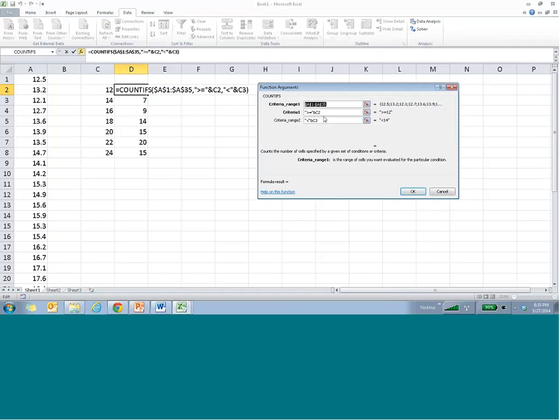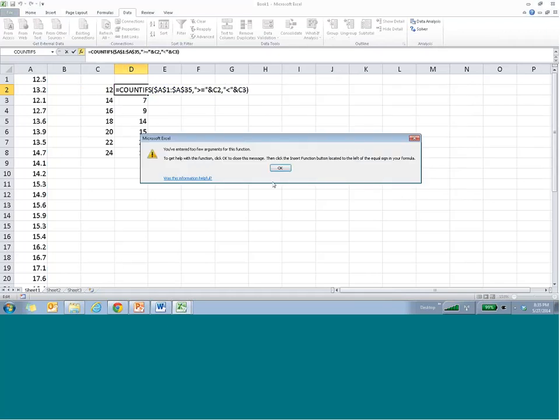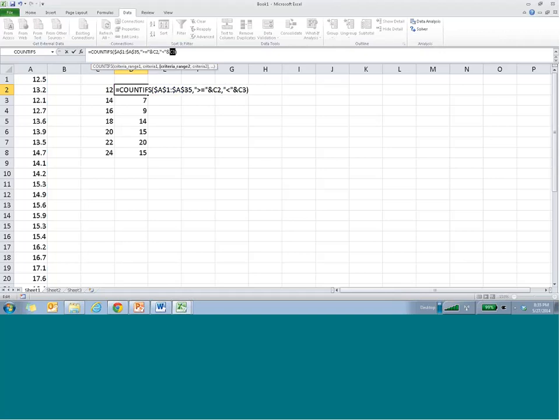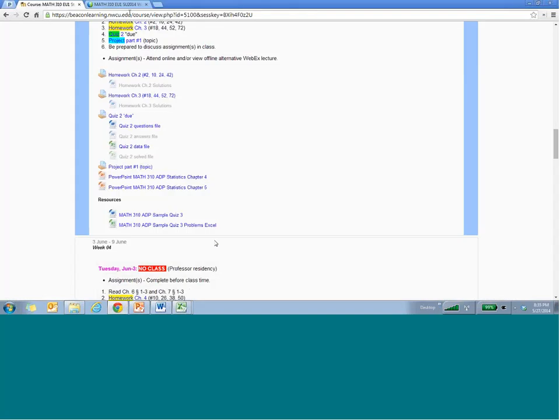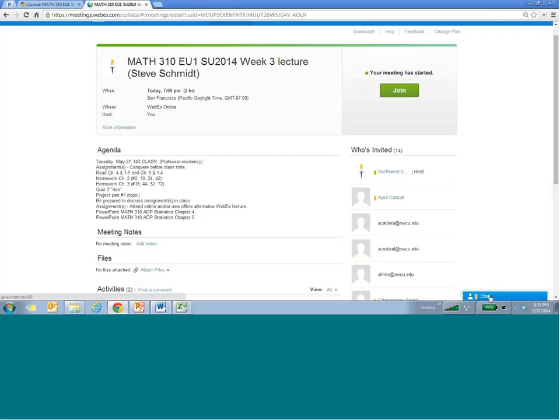How come it doesn't work? I posted what I think would be the right formula in the chat if you wanted to try that. I tried to make it relative to where you had your data. Where is the chat? That's not the chat. Don't bother reading it.